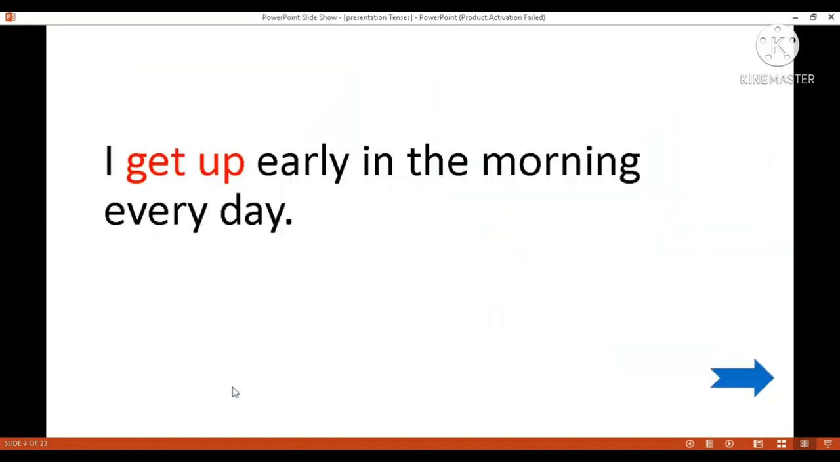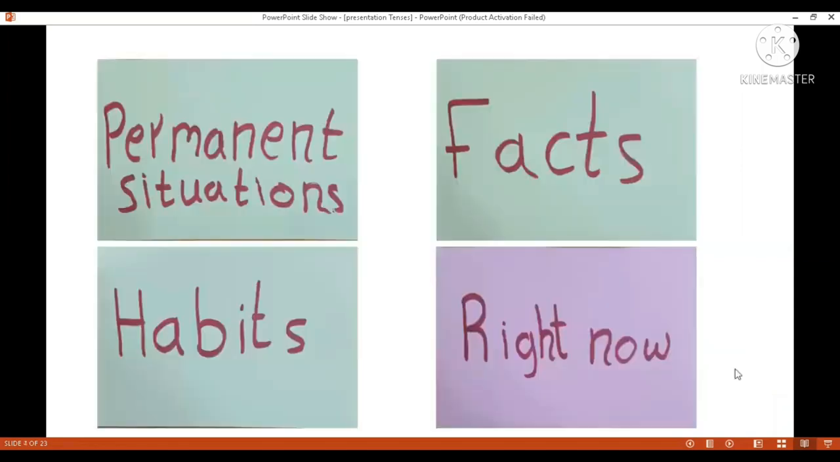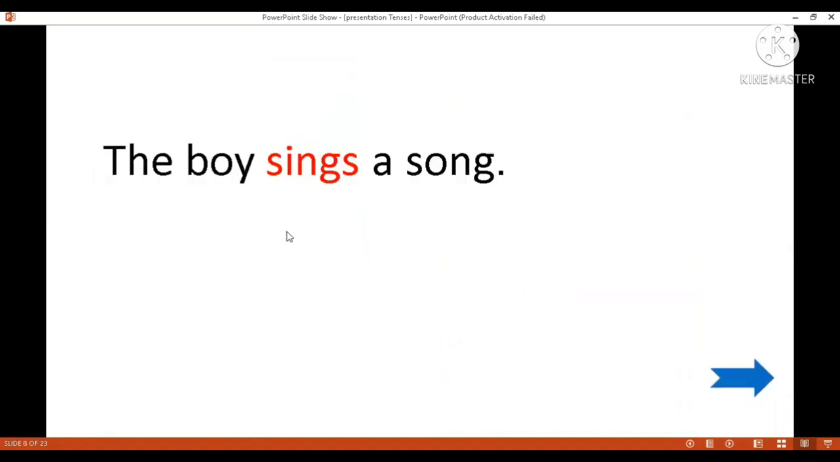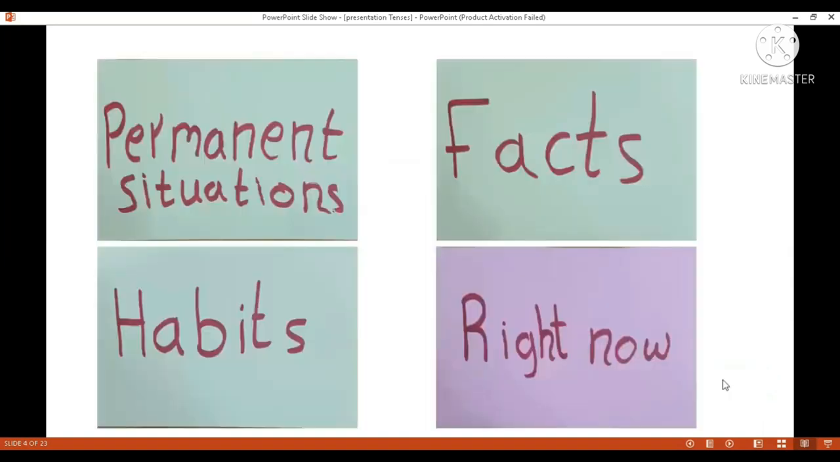Okay, I get up early in the morning every day. Now that's a habit and routine, activities that happen frequently. Let's see another example. The boy sings a song. Now that's an action that happens at the present moment. That's it. Let's move on and see what about the structure with Mrs. Huria.